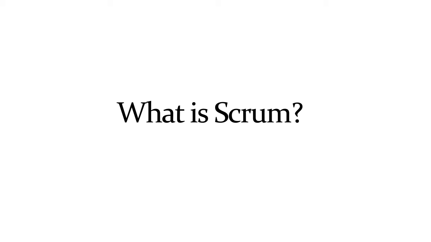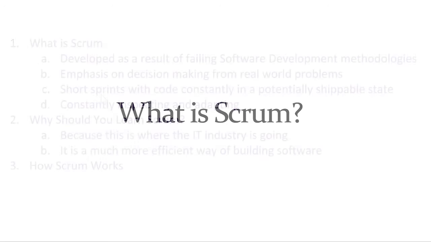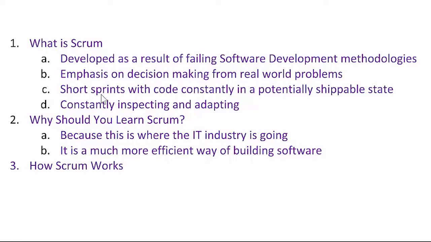So, what is Scrum? Well, Scrum is one of the umbrella methodologies that came about from the agile movement. Overall, agile was developed as a result of some failed software development methodologies. Some of you may know, some of you may not. Several years ago, and actually some companies are still doing this, there was a software development methodology called waterfall. There were several others, but waterfall is probably the most popular.